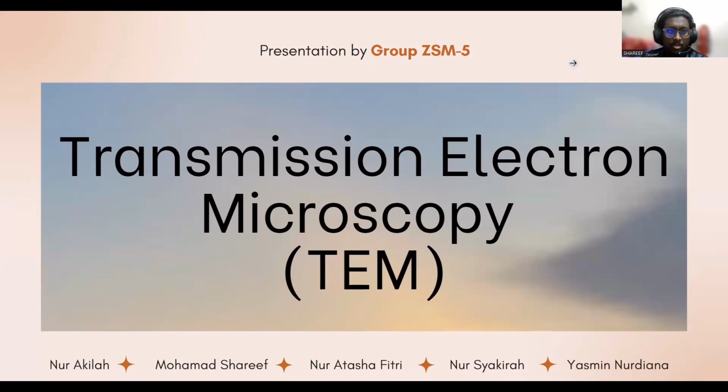So today we'll look at the presentation on transmission electron microscopy, which is called TEM. First of all, I'll introduce my group members, which consists of Nur Akila, Muhammad Sharif, Nur Atasha Fitri, Nur Shakira, and Yasmin Nurdiana.